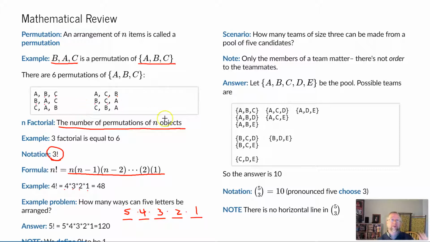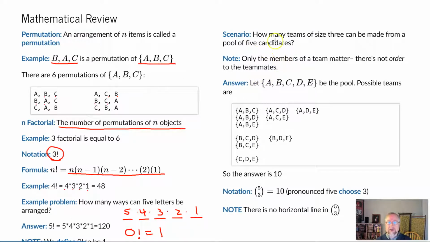Okay, so that's permutations. And there's a special thing, 0 factorial, the number of ways you can arrange 0 objects, we still consider that to be 1. That makes all the formulas work out nicely, and it makes a certain amount of sense, right? How many ways can you not arrange things? Exactly 1. Okay, now we have this different idea.